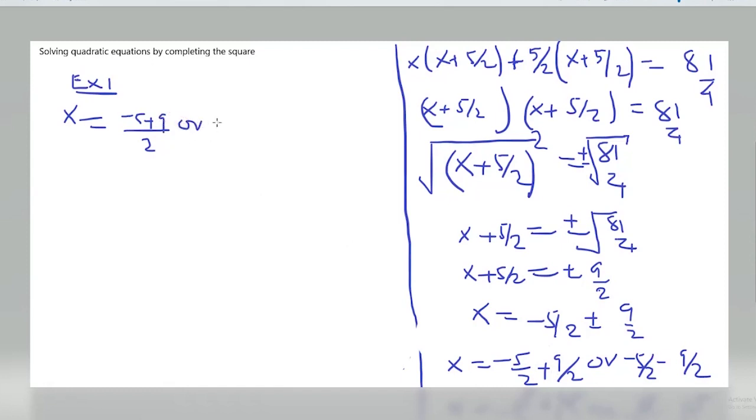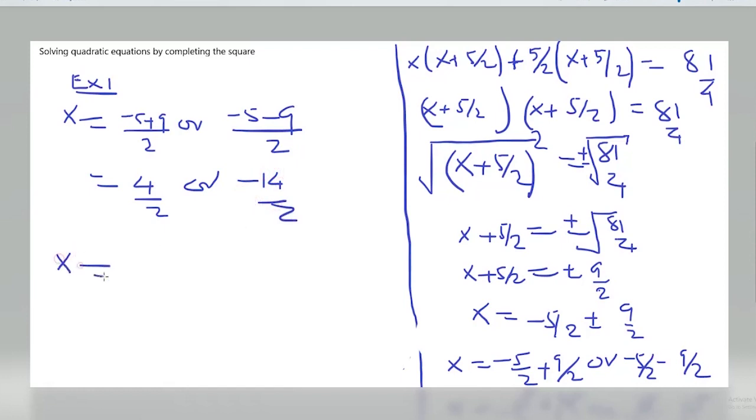Or, also the LCM is 2. 2 divided by 2 is 1, then negative 5 minus 9. Okay, this one is good. Negative 5 plus 9, it is positive 4 over 2. Or negative 5 minus 9 is negative 14 over 2.